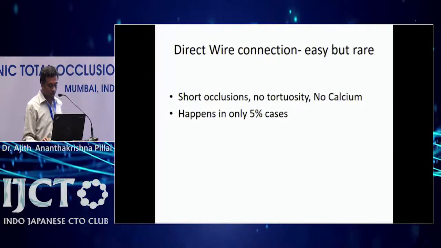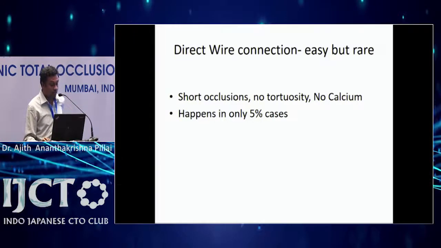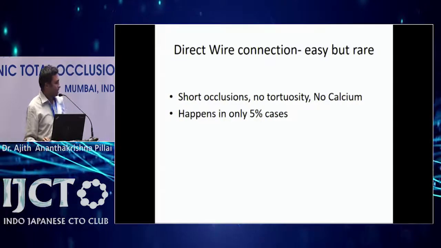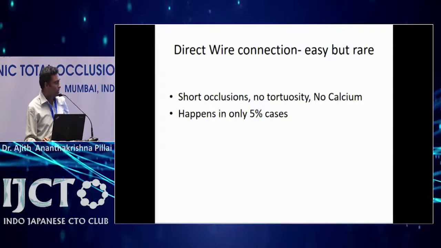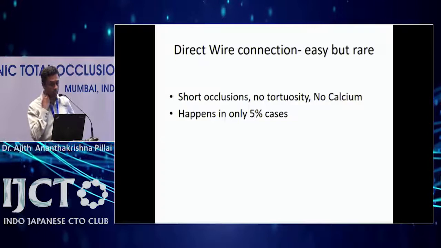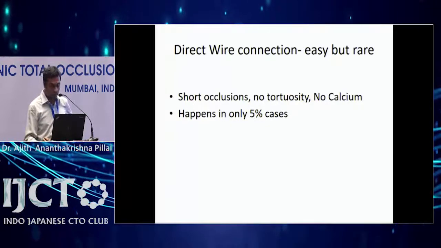Direct wire connection, when you are crossing directly from the retrograde wire, is easy, but it's rare. It usually happens by chance. It usually occurs for short occlusions, not many tortuosities, and not much calcium. In my experience, it happens only in 5% of the cases.